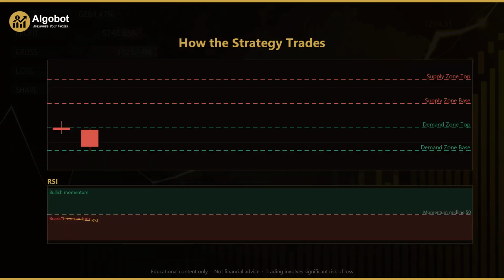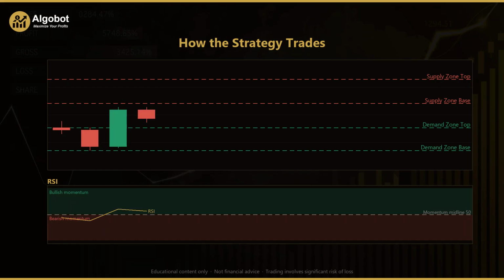Let's bring this to life on the chart. On screen, you can see a price series with two highlighted areas, a green demand zone and a red supply zone. And below the candles, an RSI panel with a midline at 50. Above the midline, momentum favors the upside. Below it, momentum favors the downside. Watch the start of the sequence.